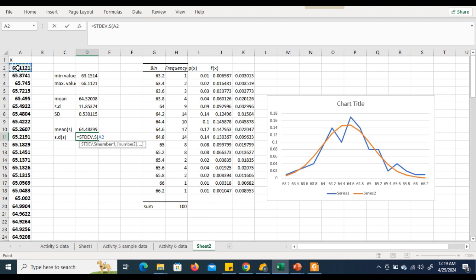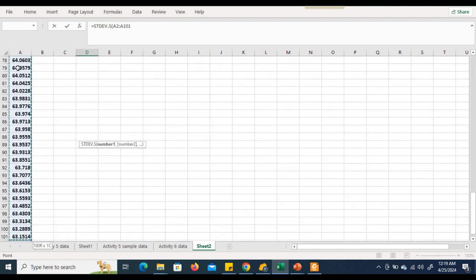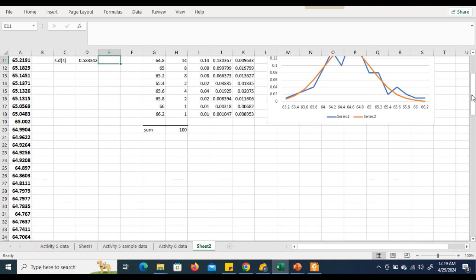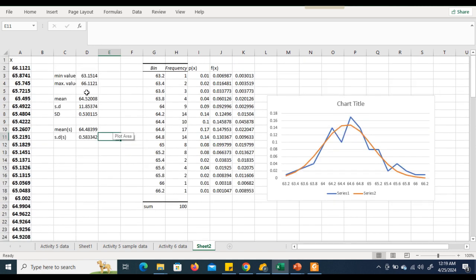So selecting this data, control shift down key, bracket close. So you can see here that the difference between the mean value, they are approximately same, and even the standard deviation, they are also approximately same. So which actually verify the result that this particular data follow normal distribution, okay.